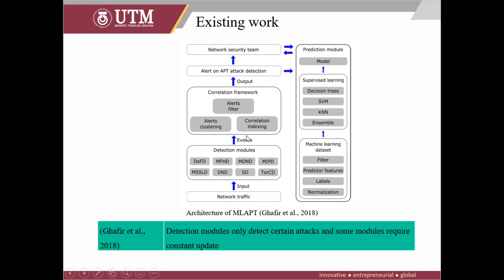Then they correlate the different alerts to make sure that it's APT they're detecting and not just any other traditional attack, where attackers normally just attack and leave the system, and then they put the results into a prediction module. But the weakness of this solution is that you only detect certain attacks, as I mentioned here, these modules. What they are capable of is defined by what these modules can do for them. And these modules require constant updates in order to detect the latest APT.